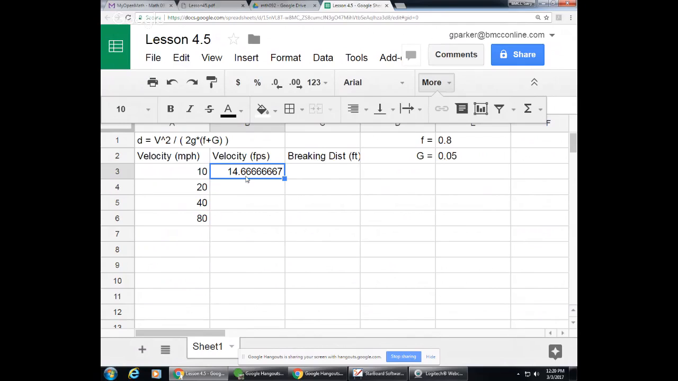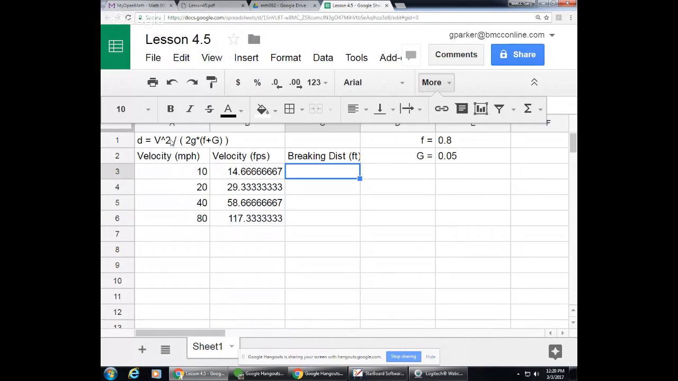Now, my formula here only relies on the miles per hour in the next cell, so that's ready to fill down. I can just grab that and get the velocity in feet per second. For 80 miles per hour, it would be almost 120 feet per second.